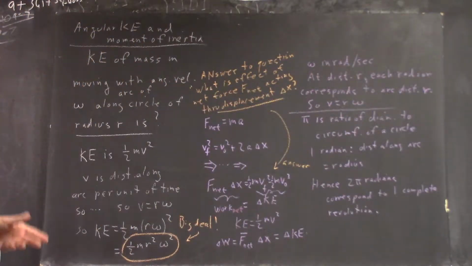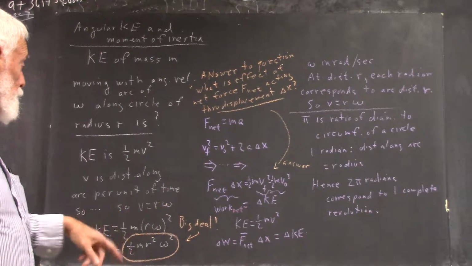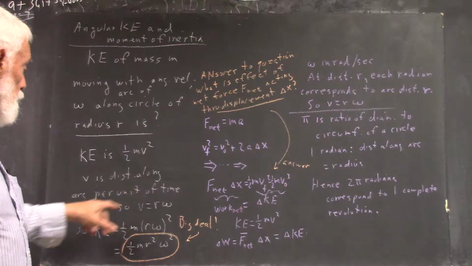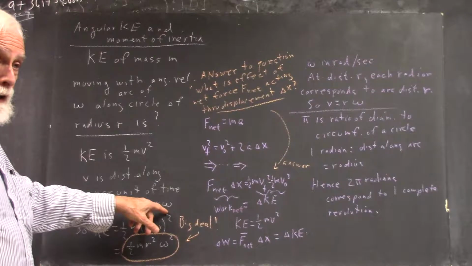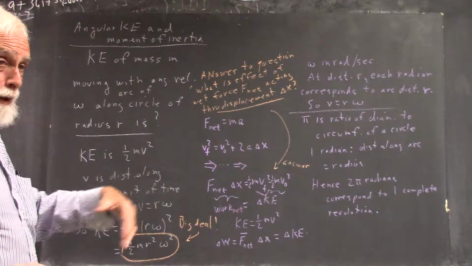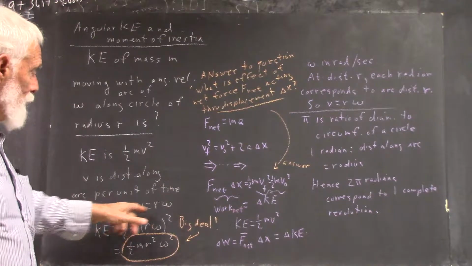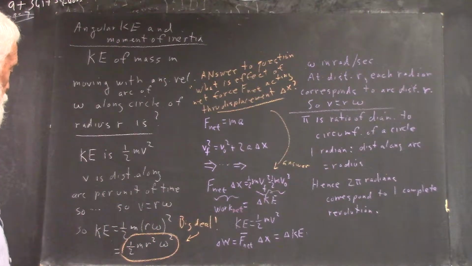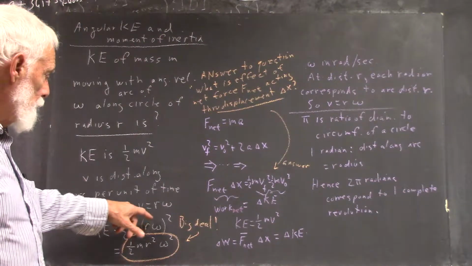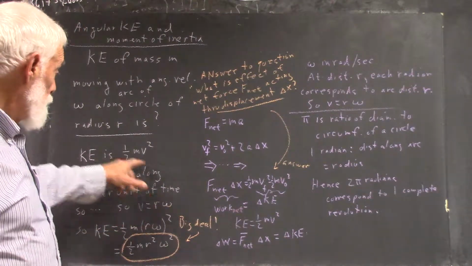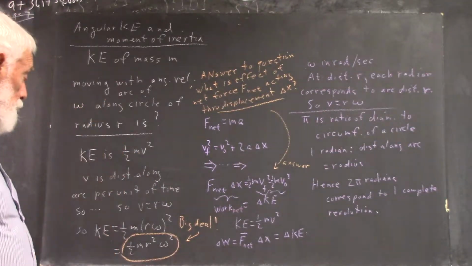Okay, well, with all that, then we say V is going to be r omega. V's distance along the arc per unit of time. Omega's the number of radians per unit of time, which is a number of radii of distance per unit of time, and this all follows. So V equals r omega. The kinetic energy is 1/2 m times the quantity r omega squared, that is, 1/2 m v squared. Now everybody's good with algebra, so that's not a problem.